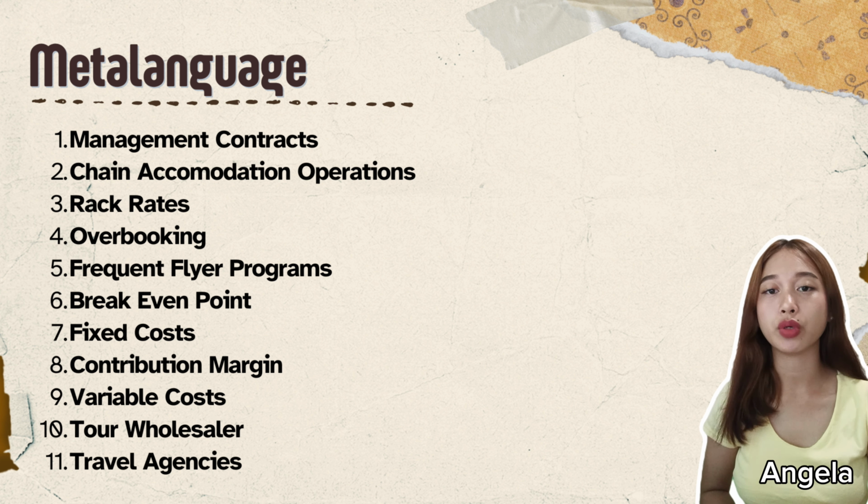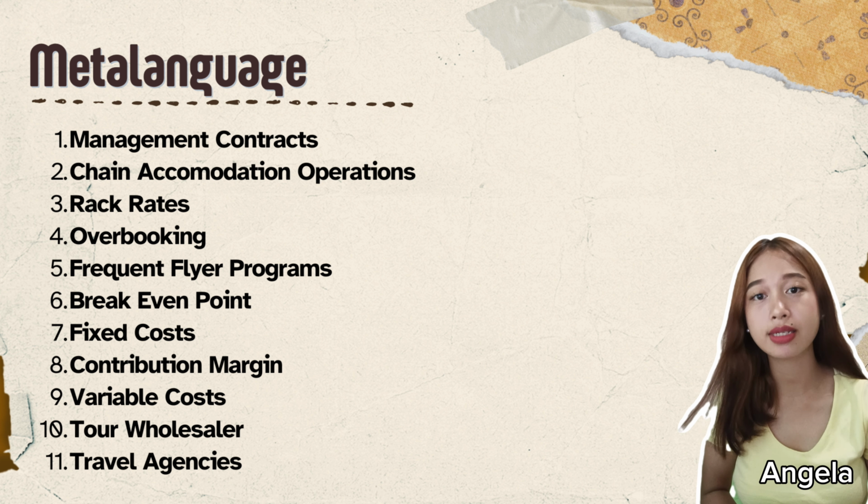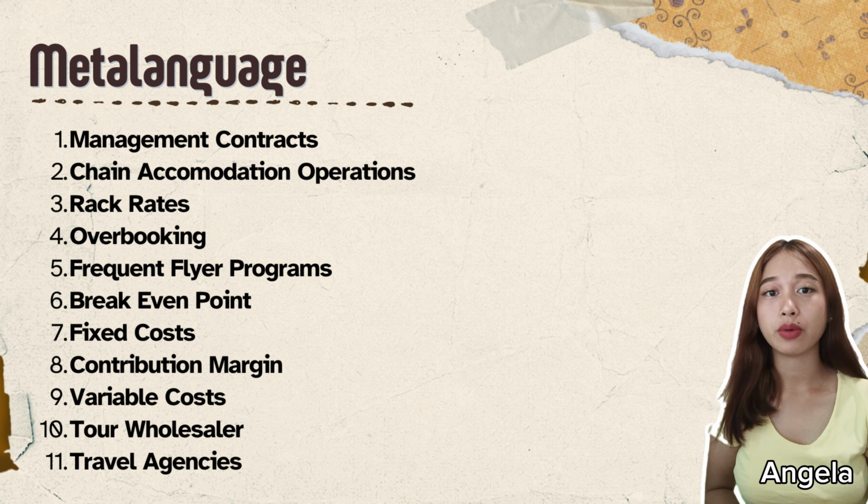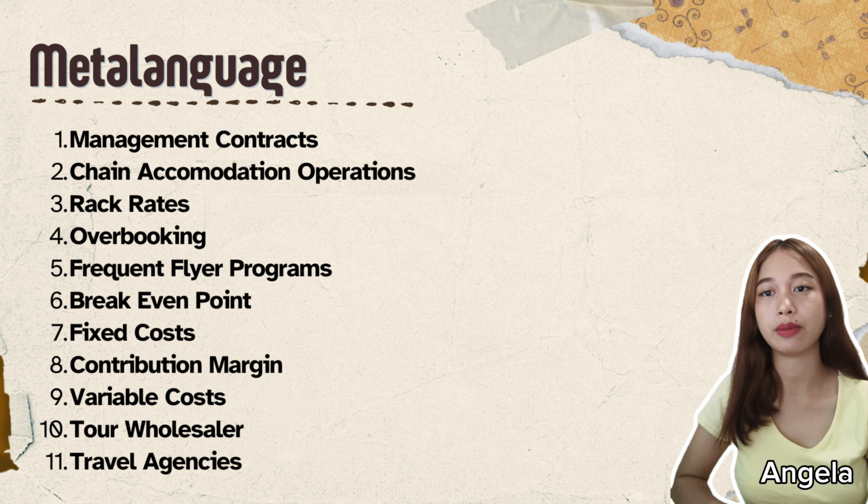Number four, overbooking. Overbooking happens when a hotel sells more rooms than it has available for a given night. Many hotels do this deliberately to offset last minute cancellations or no shows and to avoid losing revenue and occupancy.